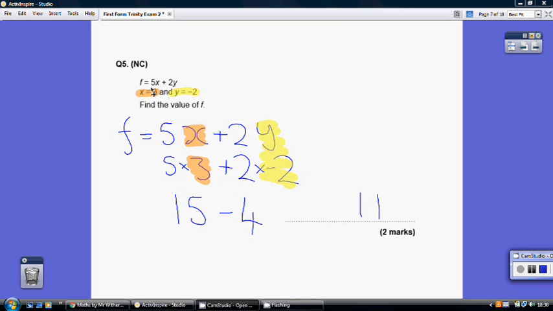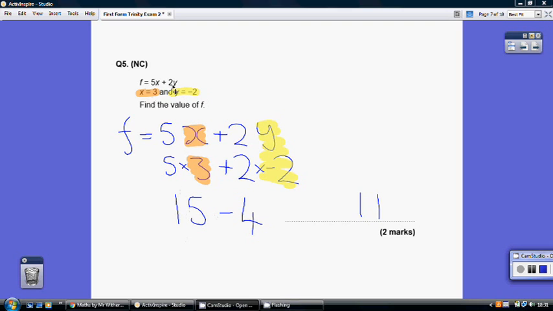Now the key bit is appreciating that 5x means 5 times whatever x is. So that's a key learning point from first form. 5x means 5 times x. So 5 times whatever x is, 3, so that's 5 times 3, which is 15.